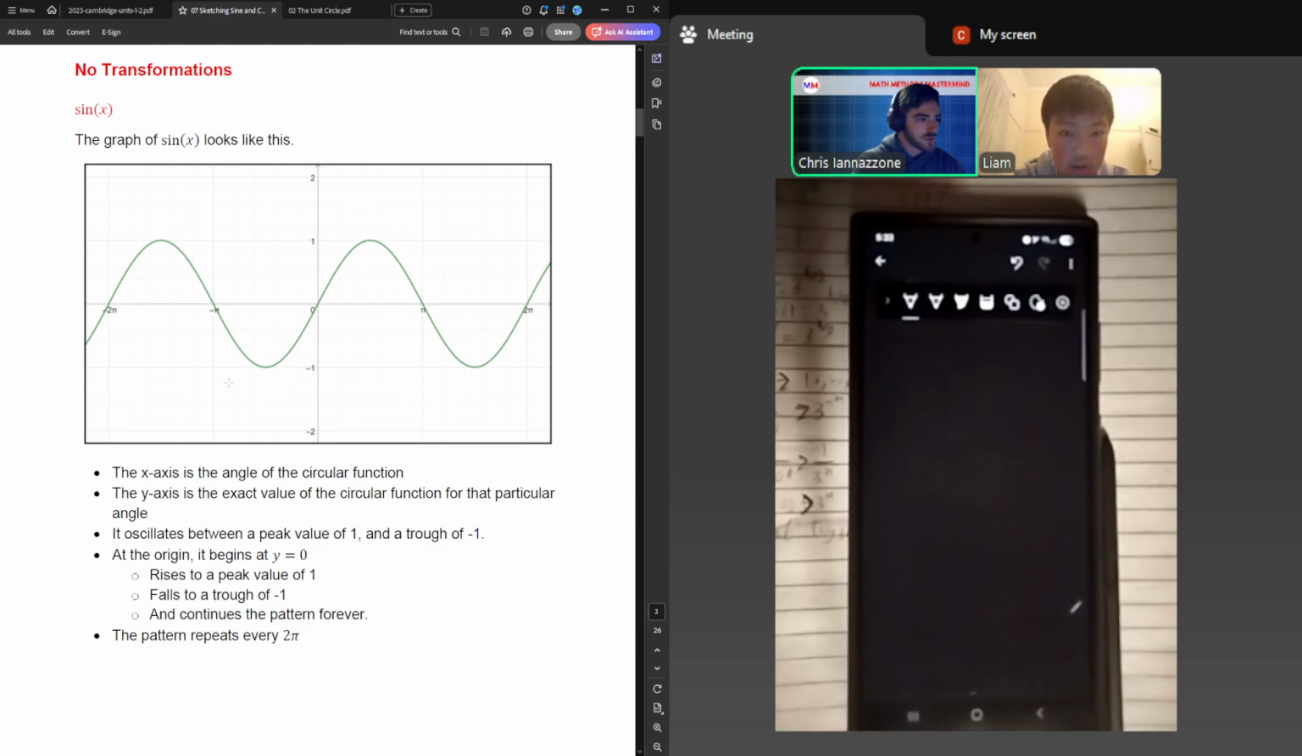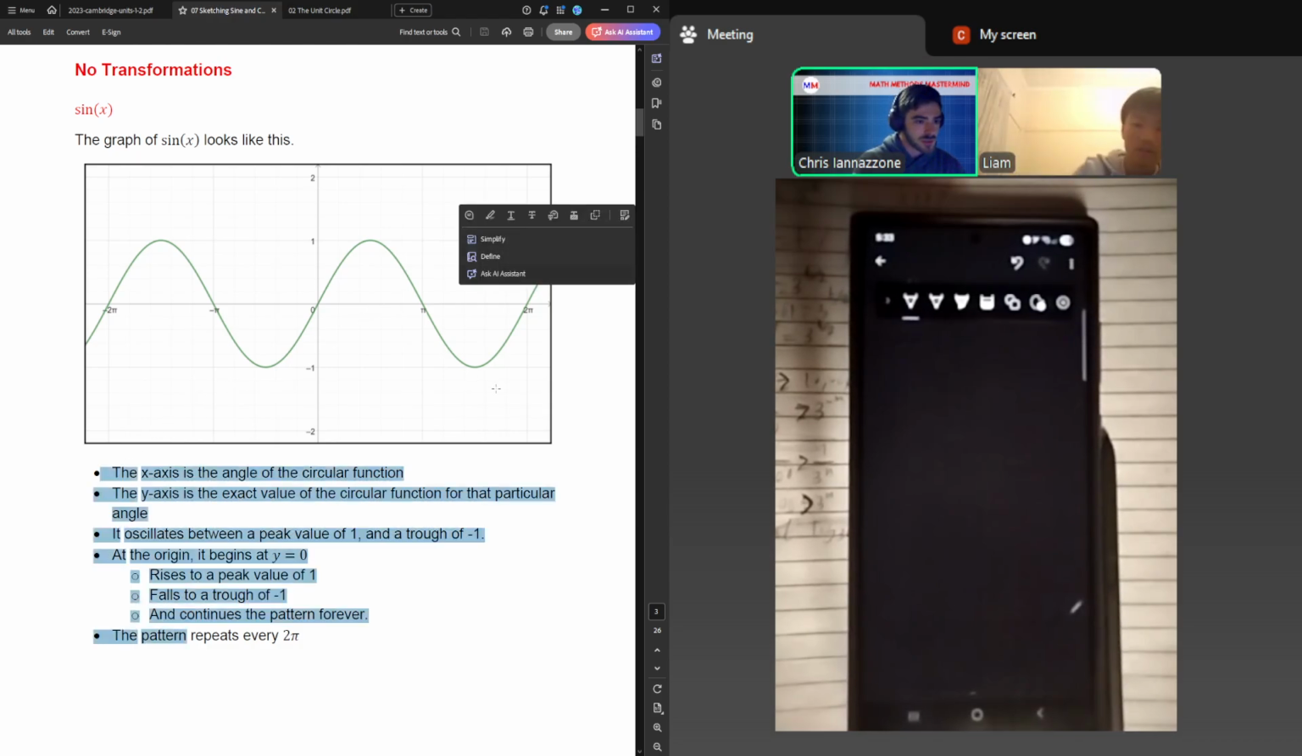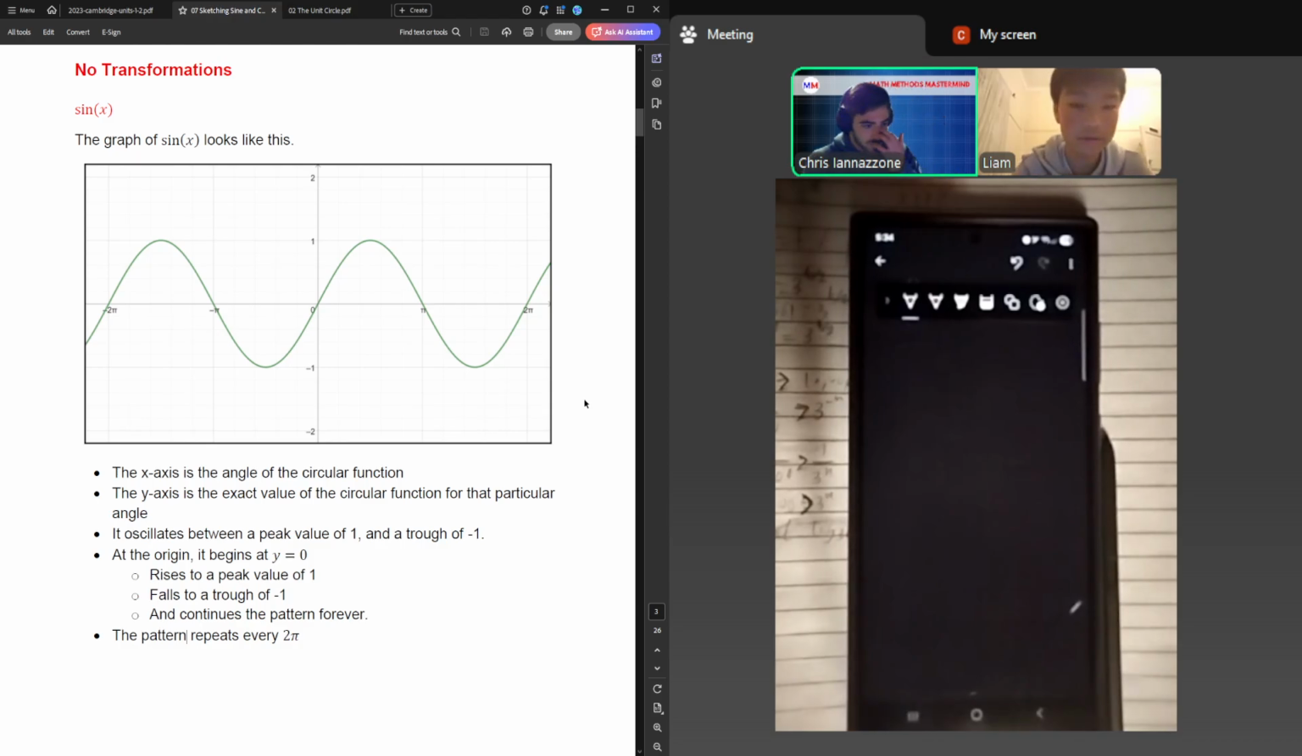So, the basic form of sin x is going to look like this. It has a wave-like pattern. Have you seen any of this before? Yes, I did it last year. Oh, you've done circular functions last year. Nice. So this will be a bit of a revision then.